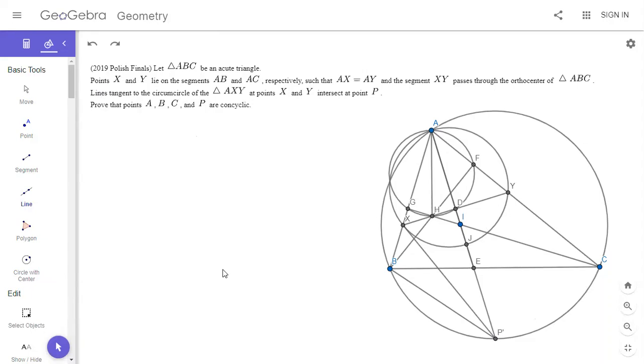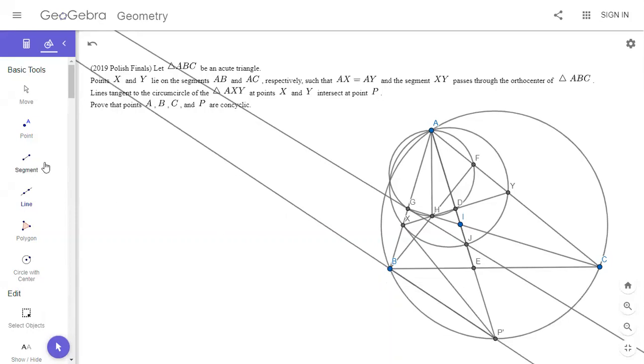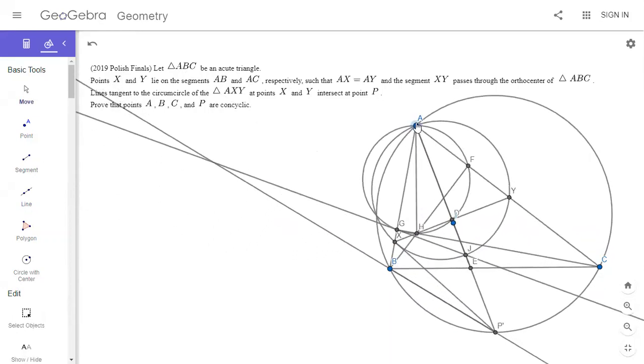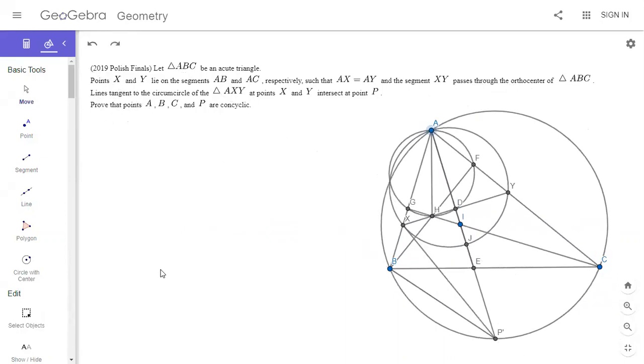This problem looks so familiar. Can you please check again that GJ is parallel to BP prime? Oh, GJ. I think that might be true. That looks like it could be true. Let me move around the diagram. Oh, no, not necessarily. Okay.